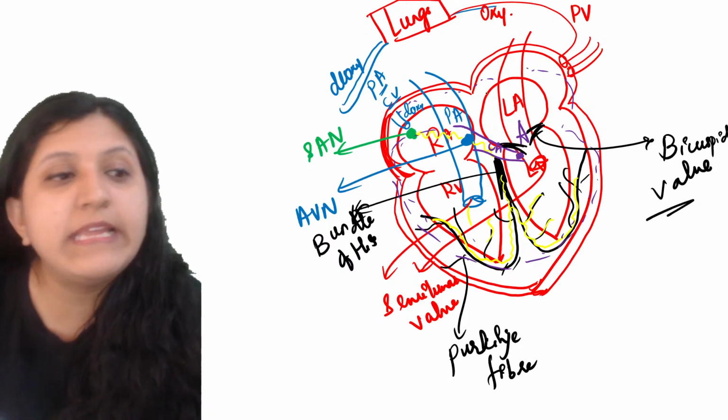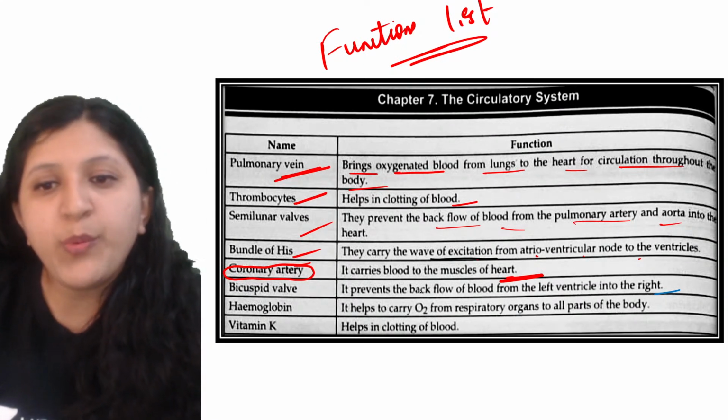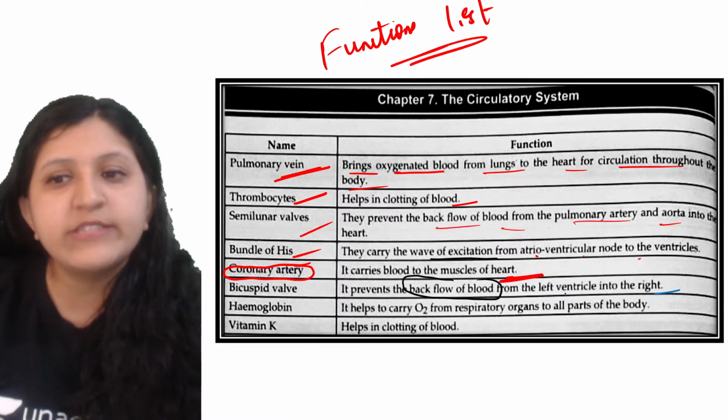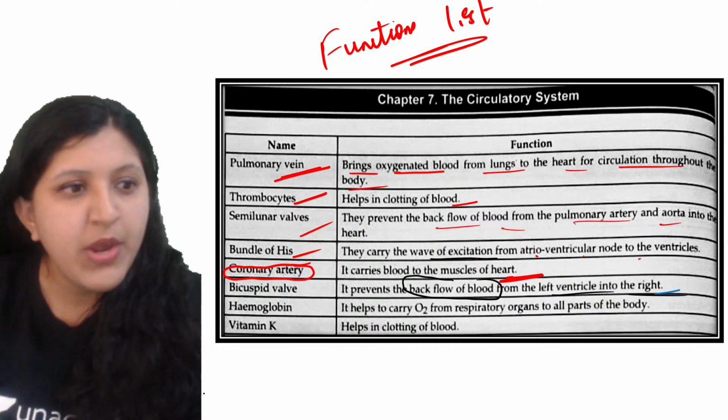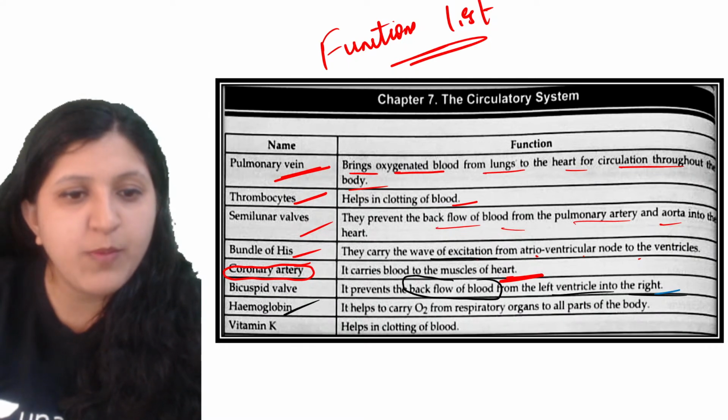So this is mainly there for the regulation of the blood flow which has to occur. It prevents the backflow of the blood, that is from left ventricle into the right. Then hemoglobin is given. So what exactly does the hemoglobin do?